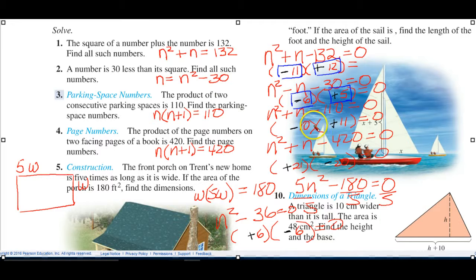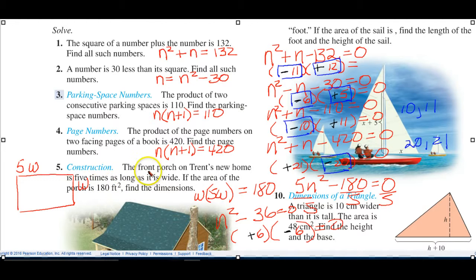Now here when we have consecutive numbers and we're looking for page numbers, it would be a positive 10 and we just reject this one. There is no page -11, but 10 plus 1 is 11. So for this one, our answers are 10 and 11. And for this one, again, facing pages, it would be the negative value that we convert to positive. So our page numbers are 20 and 21.